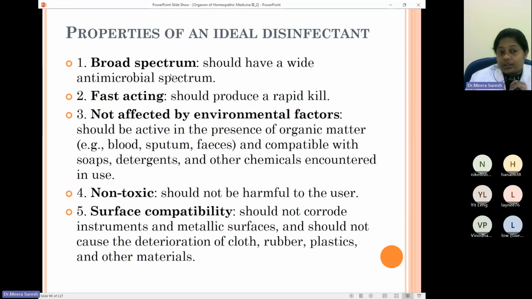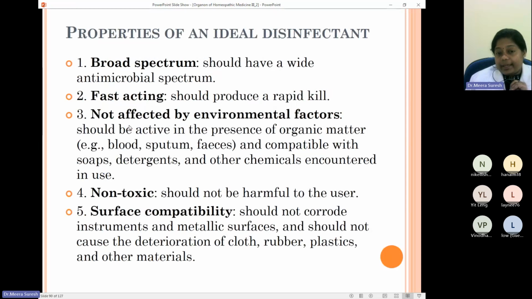It should have a wide antimicrobial spectrum. The second one, it should be fast acting, producing a rapid kill. When we are using a disinfectant, we are not expecting it to act 3 or 4 days later. That's not what we want. We want the killing action to happen immediately. So it should be a very fast acting one.